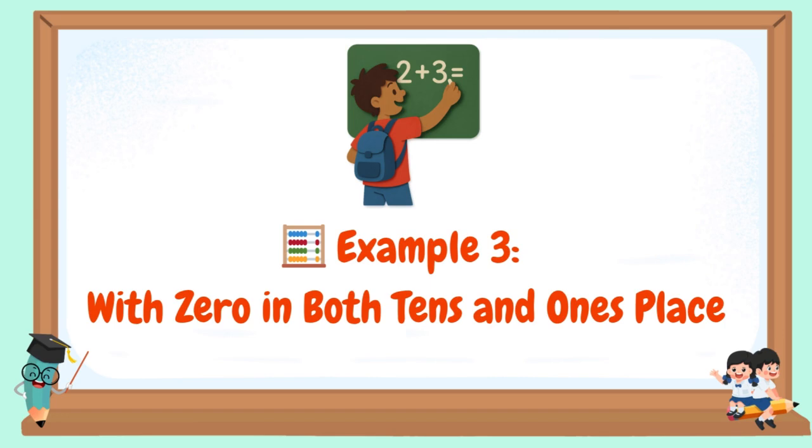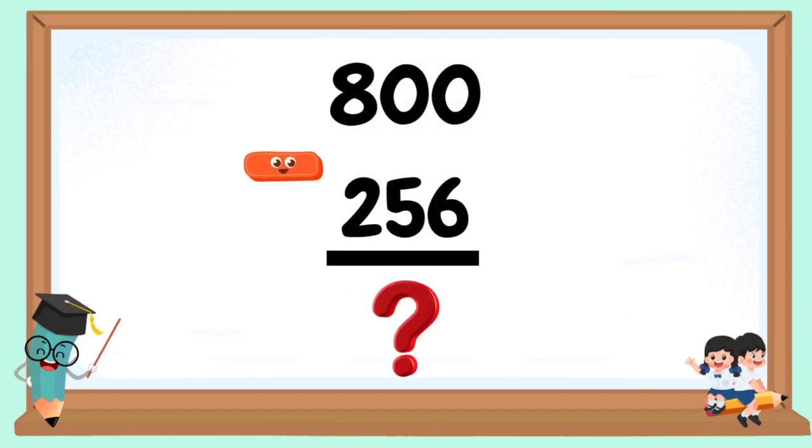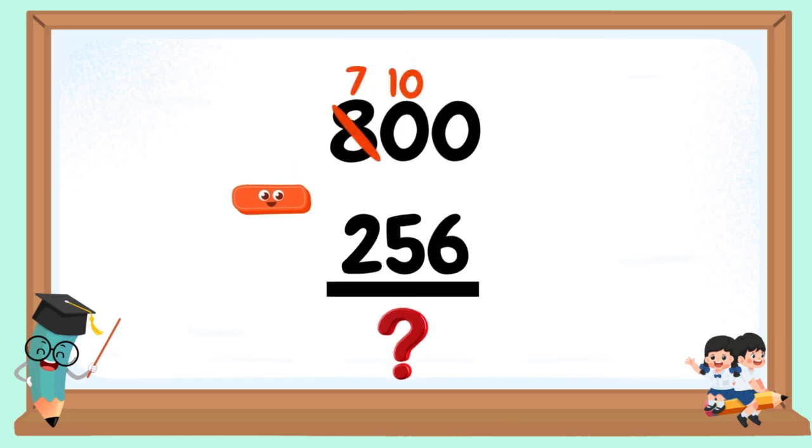Example 3. With 0 in both tens and ones place. 800 minus 256. 0 minus 6 cannot be. That's why we need to borrow from the tens place. But the tens place is also 0. That's why we will borrow 100 from 8. 8 will become 7 and 0 will become 10.